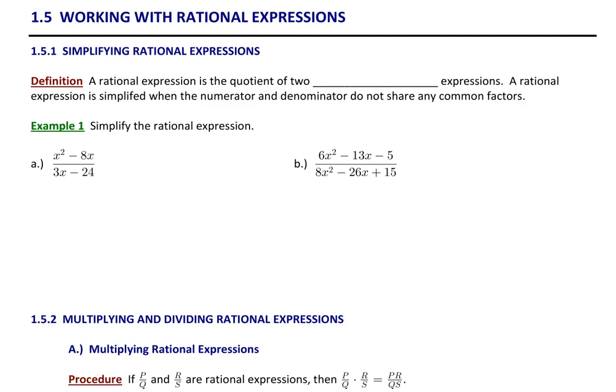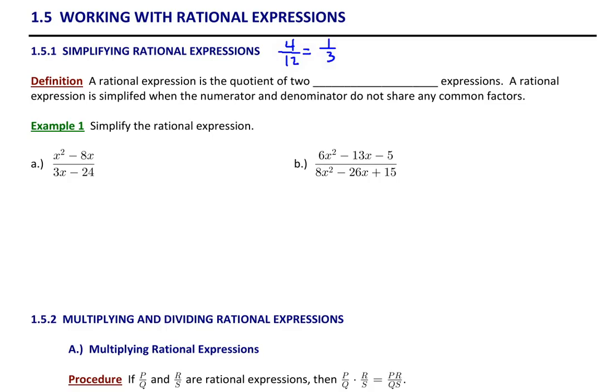We will finish out our study of manipulating algebraic expressions in Unit 1 by working with rational expressions here in Section 1.5. In this video, we'll discuss simplifying rational expressions. In the same way that you have a real number fraction that should always be written in reduced form, we want to apply the same thing to rational expressions.